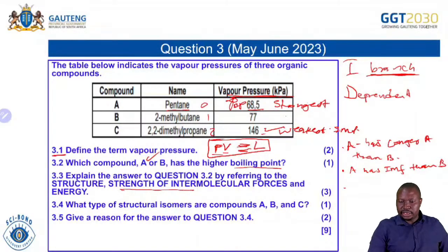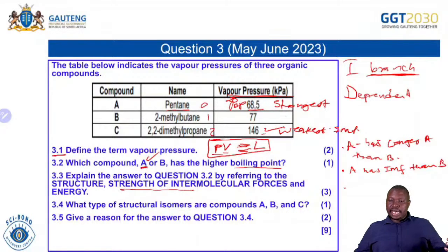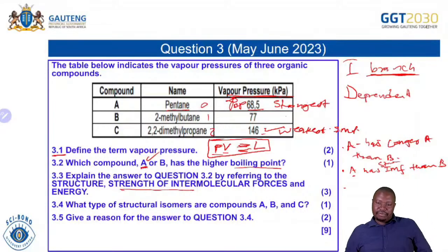So it's important. You are saying, okay, I'm going to talk about A. A is less branched, or A has 0 branches. A has a longer carbon chain, longer structure, or longer chain, a bigger chain length than B. And then you are saying, because of that, it has stronger intermolecular force than B.